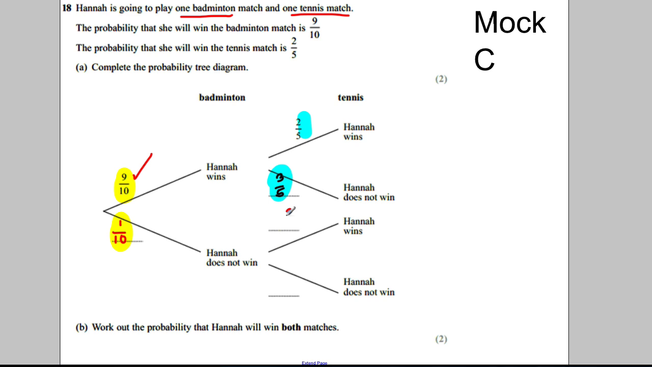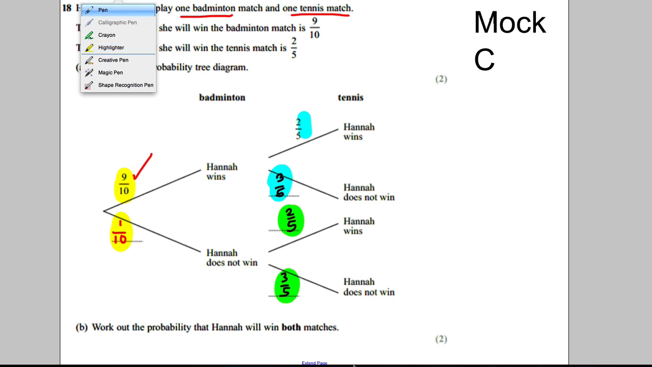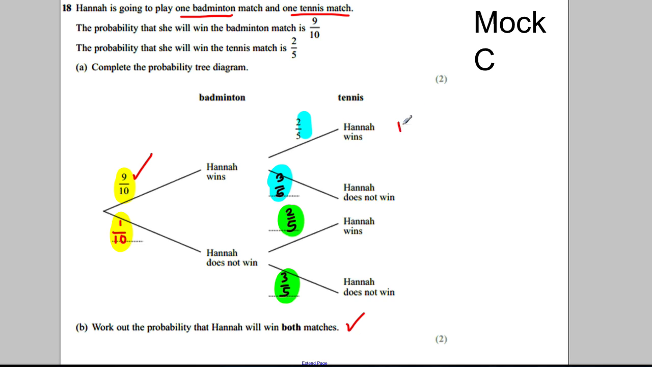The probability she wins is 2 out of 5. The probability she doesn't win the tennis is 3 out of 5, because both of these, again, must add up to 5 out of 5. Then it asks us what's the probability she wins both. So that's the win-win case. So we do 9/10 multiplied by 2/5. With fractions, we multiply the tops, 18, we multiply the bottoms, 50. We could write 18 out of 50 and we're done.